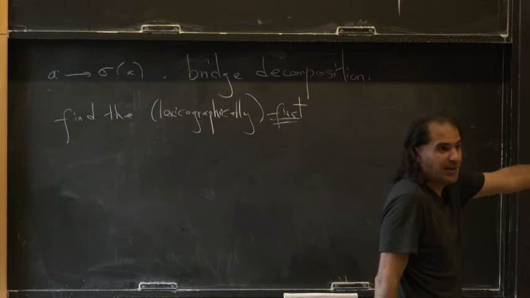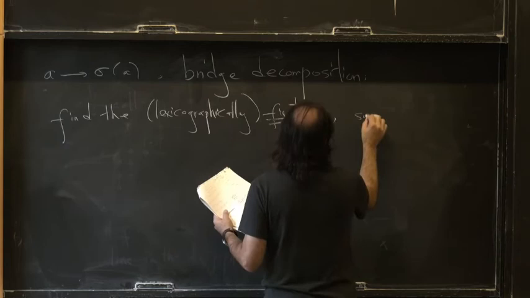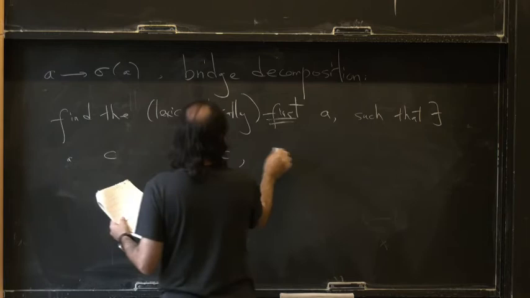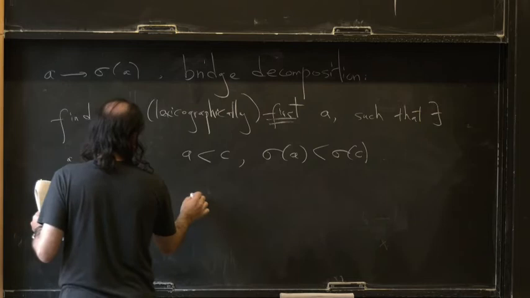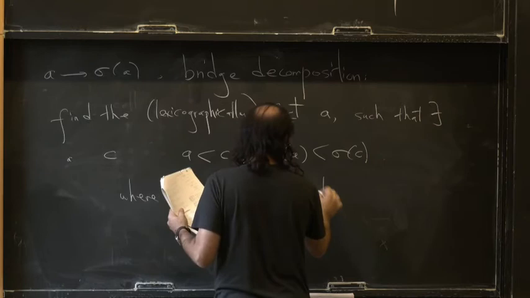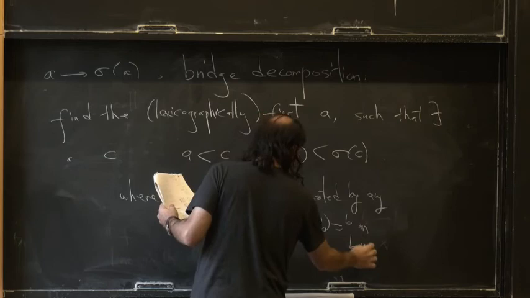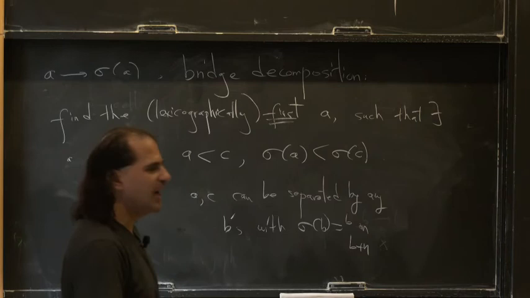So you want to find the first A, the smallest A such that there exists a C. So A less than C, and sigma A less than sigma C, where A and C can be separated by any B's with sigma of B equal to B or B plus N. So here I'm trying to go backwards. In order to add a bridge, I have to have that sigma of A is bigger than sigma of A plus 1. So to go backwards, I have to have that sigma of A is smaller than sigma of C.